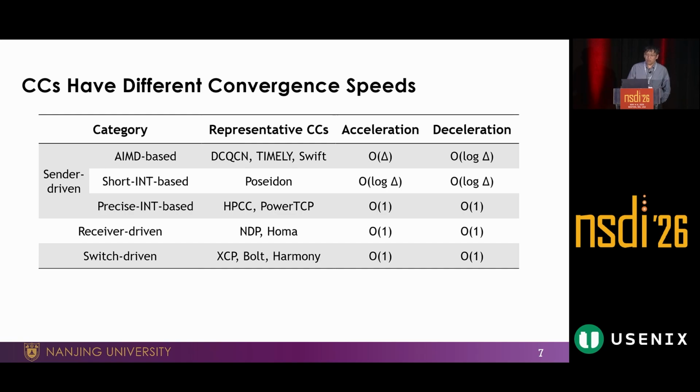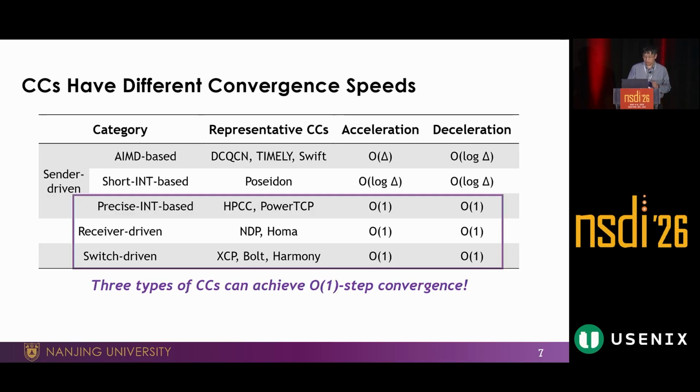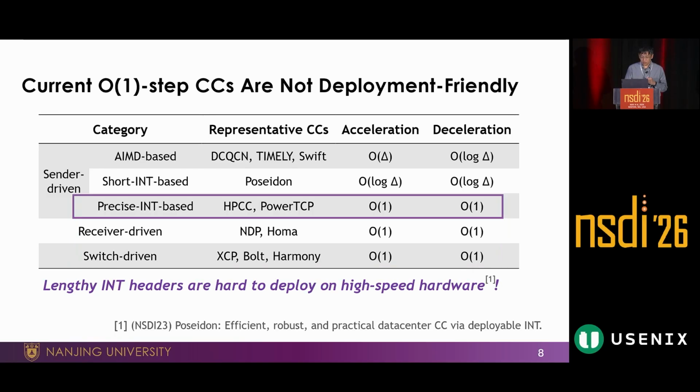And we give a comparison here. We list all the congestion control papers here, and we can see their convergence speed. You can see here we have 3 kinds of congestion control that can already achieve O(1) step convergence. But this is the problem. None of them are deployable.